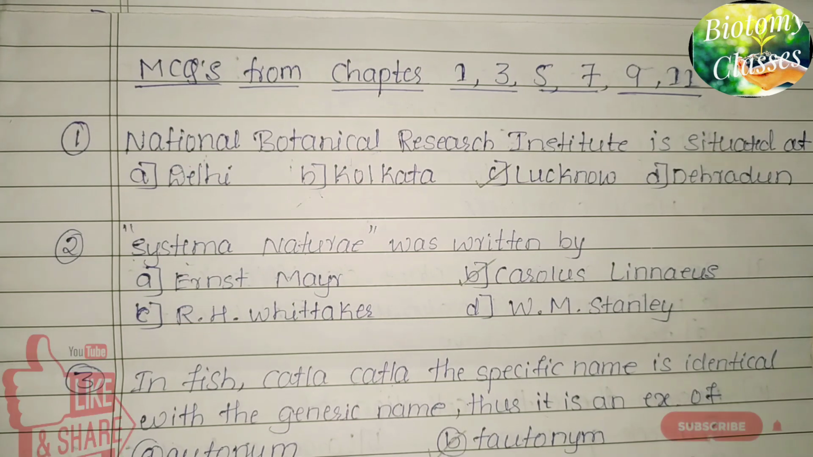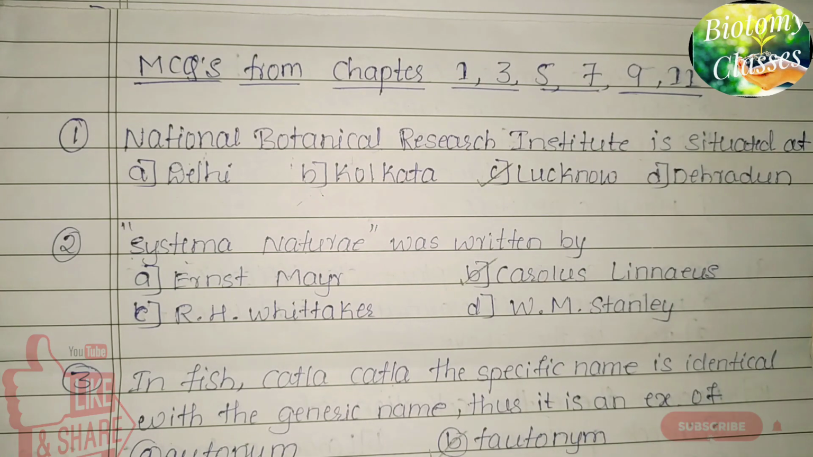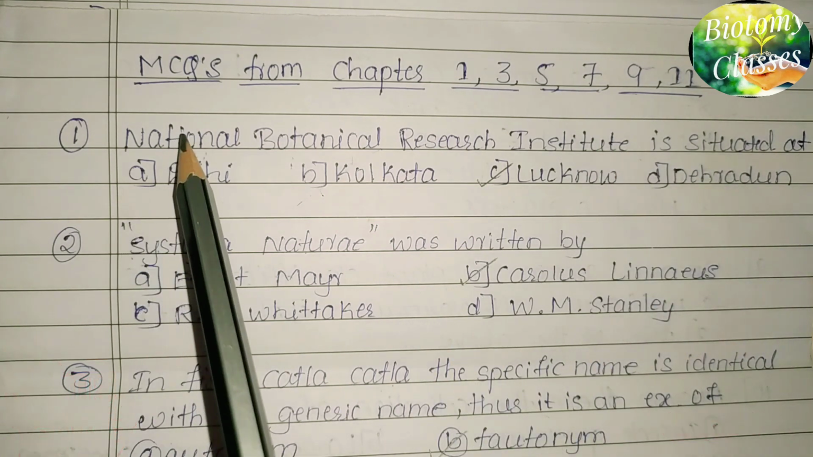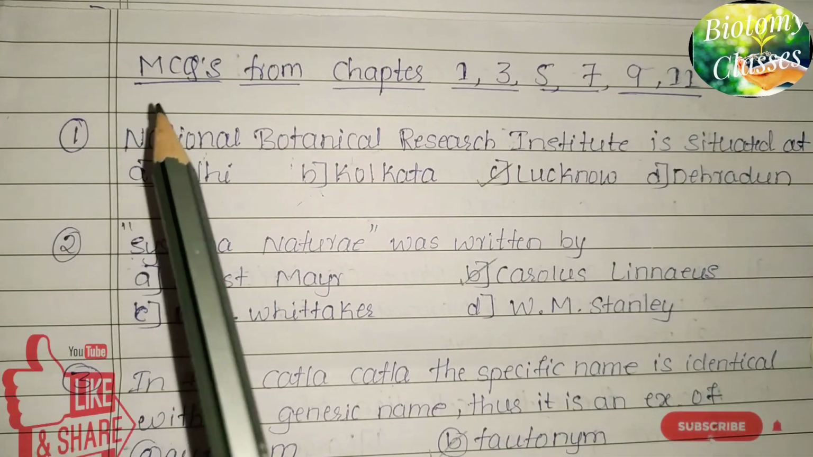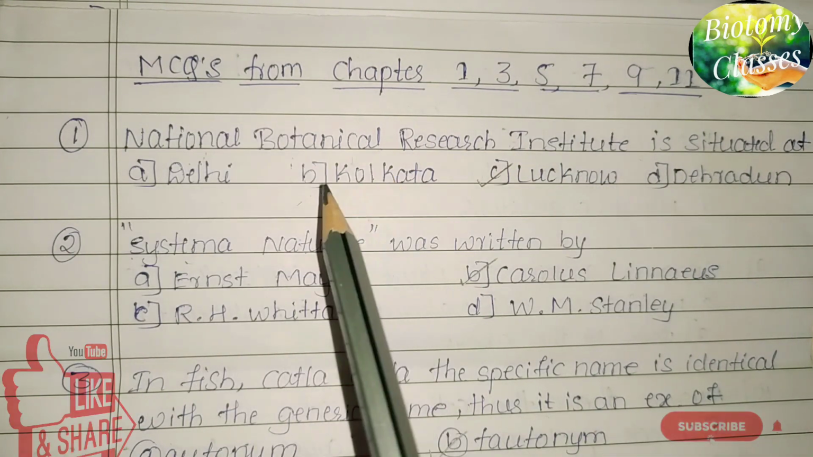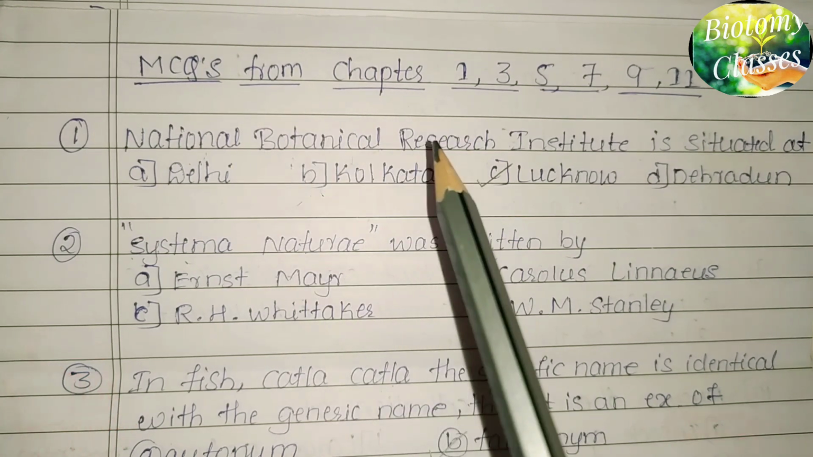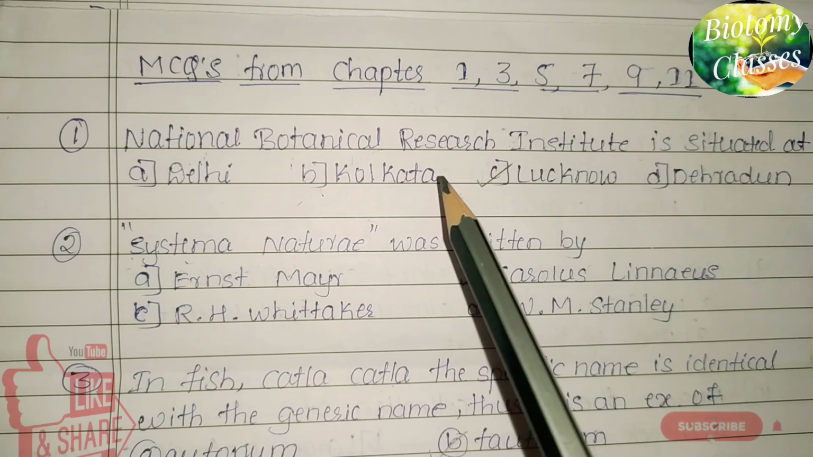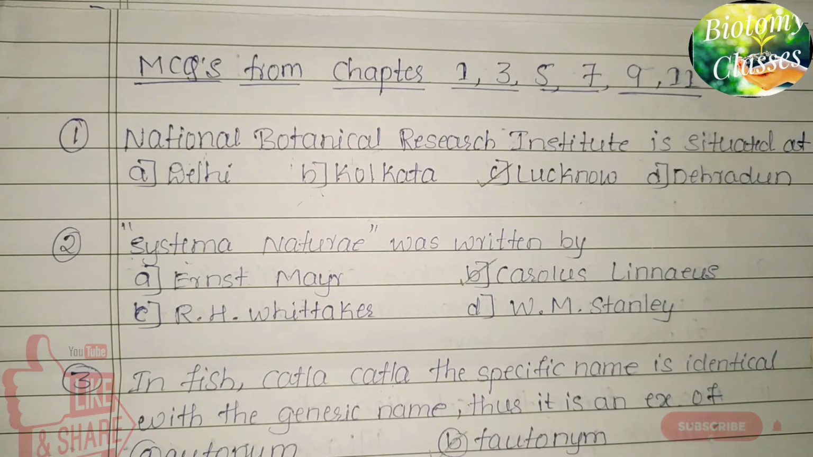The first question, National Botanical Research Institute is situated at. So they ask the question National Botanical Research Institute. If they ask botanical garden, then you have to choose the answer Kolkata. But if they ask the question research institute, then you have to choose the answer Lucknow. So Lucknow is the right answer.